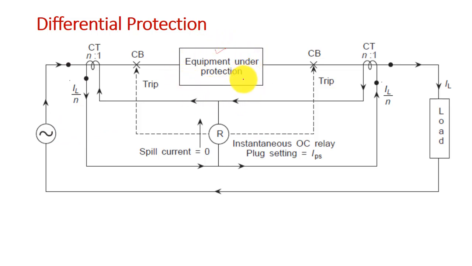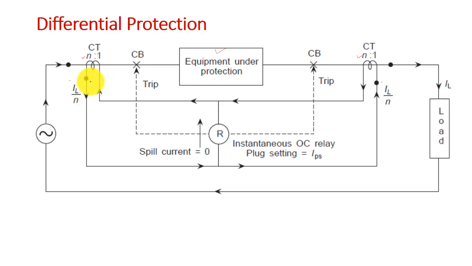In order to protect it, this is the basic scheme, and let us consider two ideal CTs with the same CT ratio of n is to 1. Under normal load condition, what happens? We have two circuit breakers across the equipment, suppose it is a transformer. Now, each CT will carry a current of IL by n. What will be the direction? The direction will be based on the dot convention.